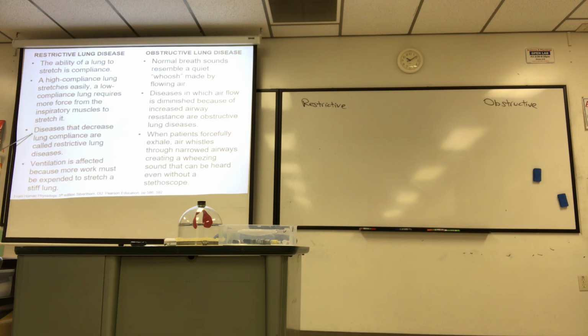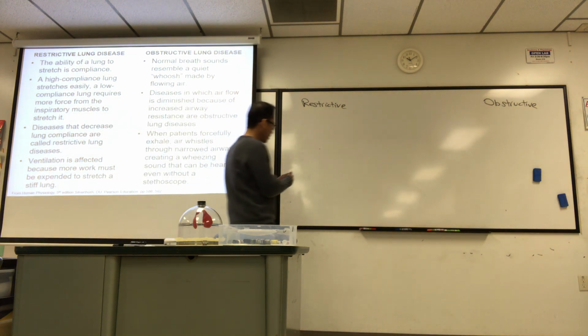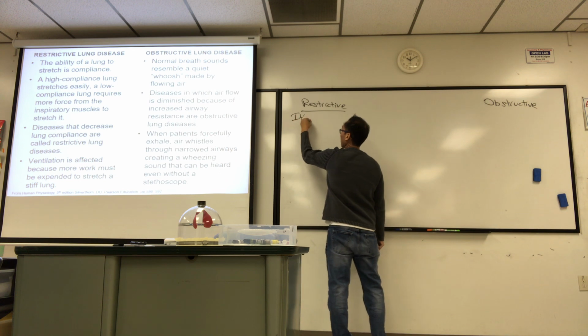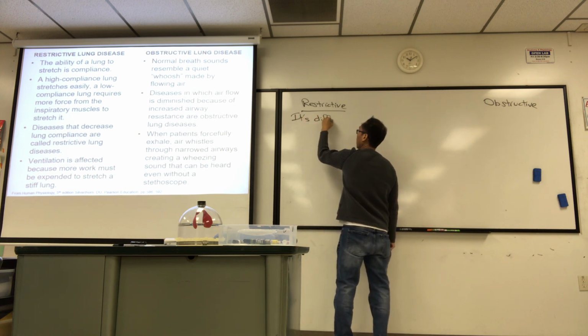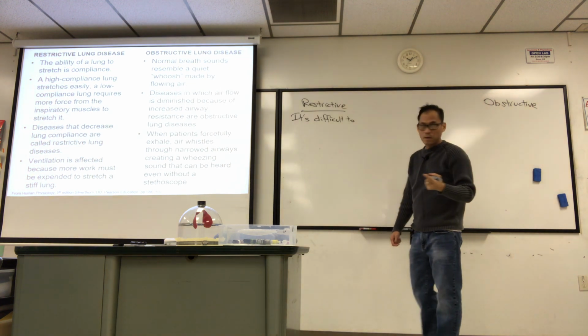Diseases that decrease lung compliance are called the restrictive lung diseases. Ventilation is affected because more work must be expended to stretch a stiff lung. So basically, restrictive lung disease means it's difficult to inflate a stiff lung.